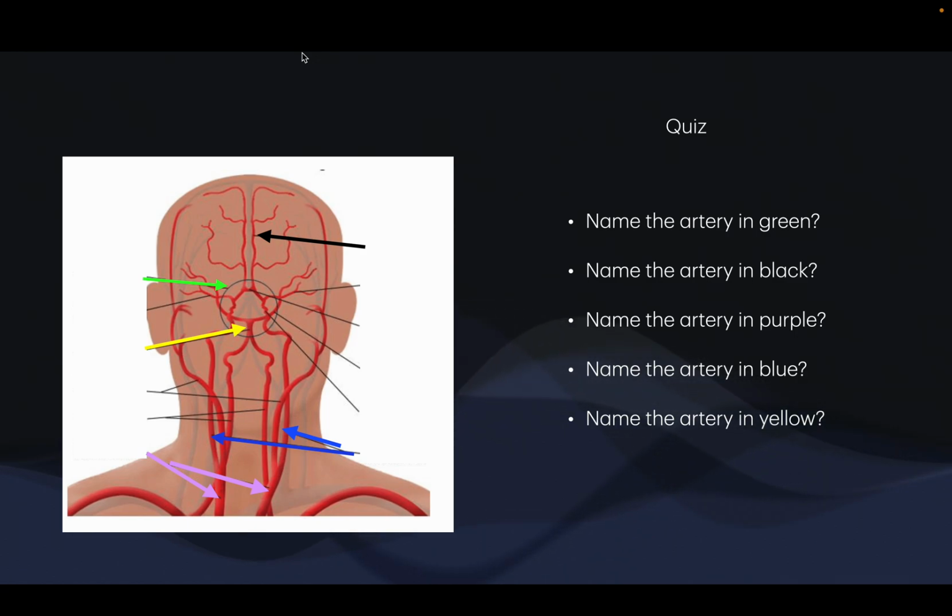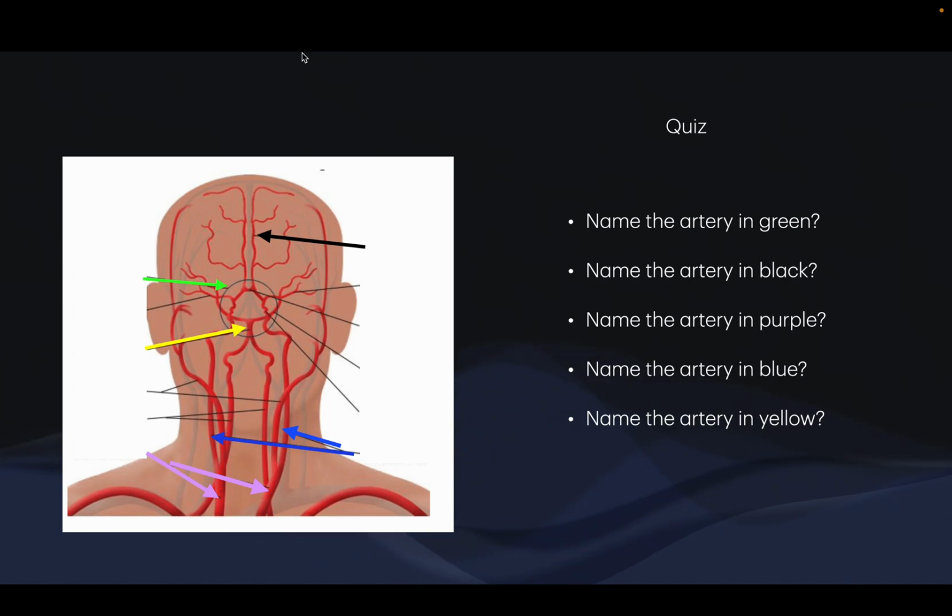Alright guys, so I hope that was enough time. We're going to start off with the first one, which is name the artery in green, which is going to be the circle of Willis. The next one is name the artery in black. That one is going to be our anterior cerebral artery. Name the artery in purple. That's going to be the common carotid arteries.